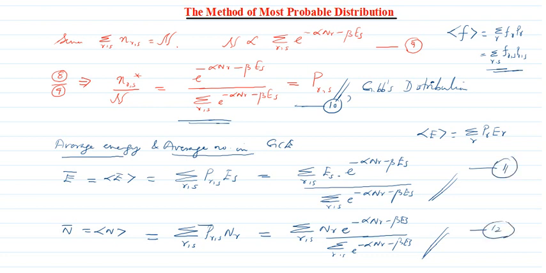Now before we end this particular session, I think you remember the quantity that we have written here as the denominator. The denominator of the Gibbs distribution equation is what is known as what? It is a normalization factor in the probability.